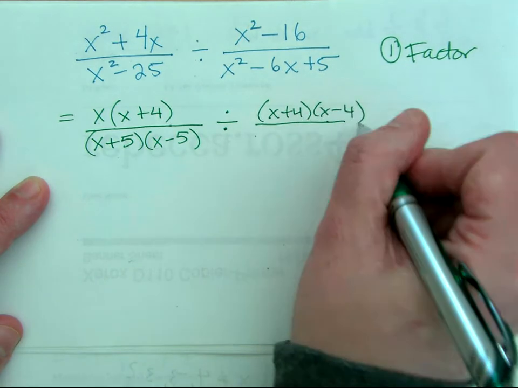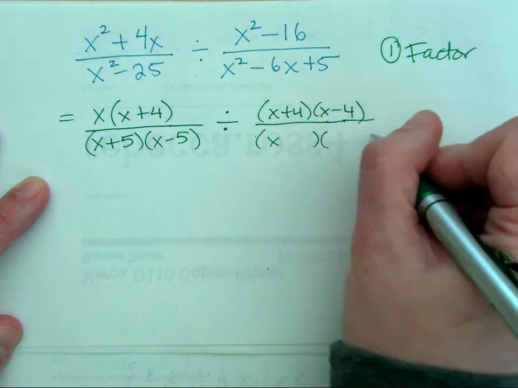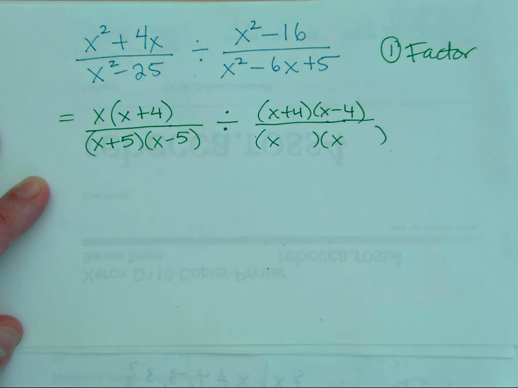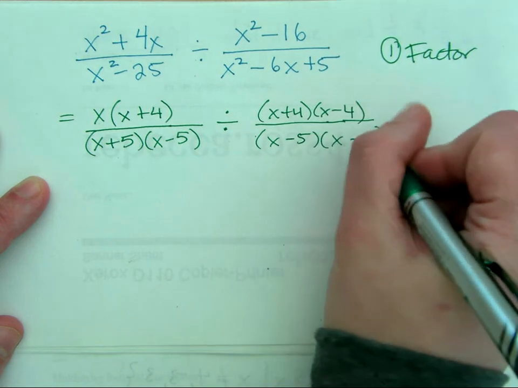Nice. And the denominator here. Two numbers that multiply to 5 and add to negative 6. Minus 5, minus 1. Perfect.